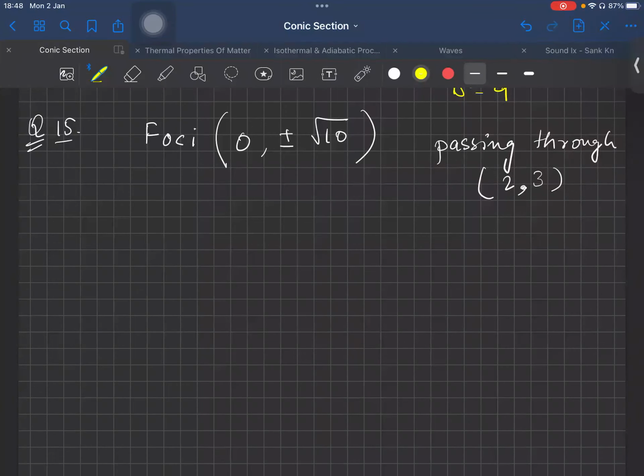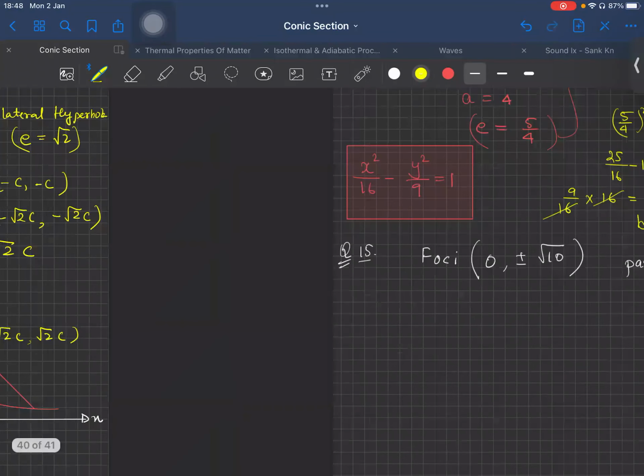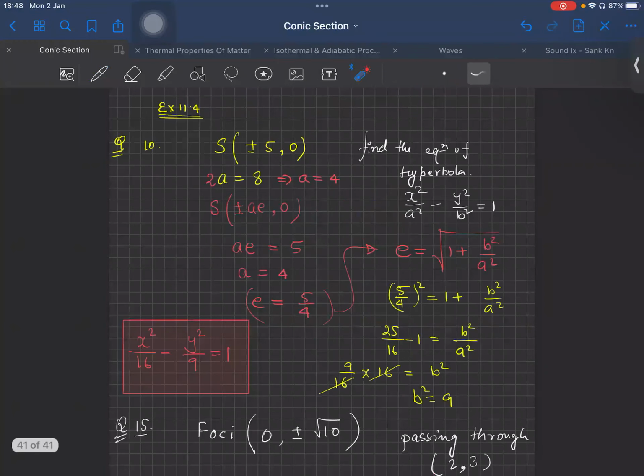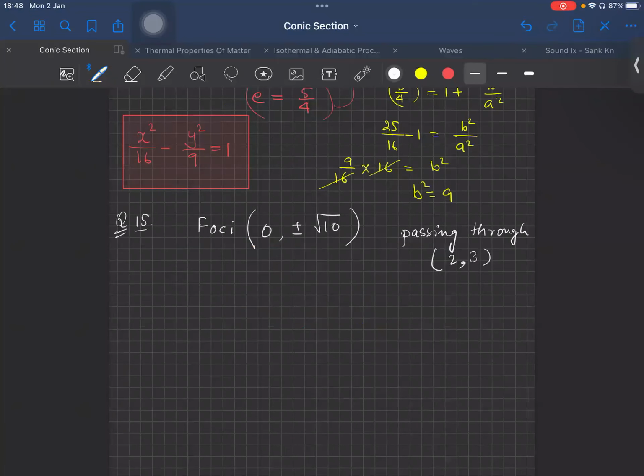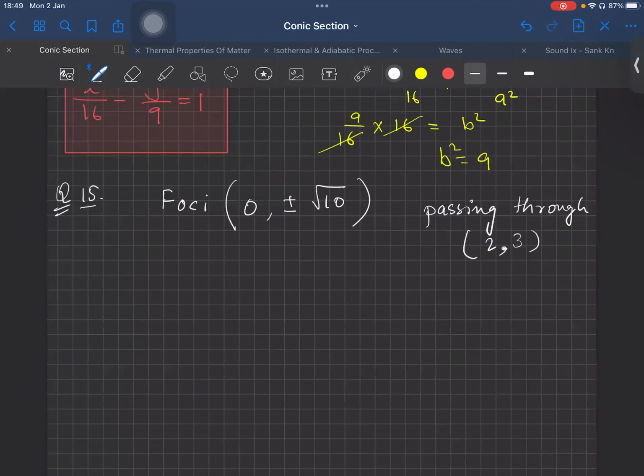What type of hyperbola? We just studied a bit. Conjugate hyperbola. See, x is negative and y is positive, right? Means x square is negative and y square is positive. So see, focus is on y axis, that is why it is this type. Focus is on y axis. That means it is a conjugate hyperbola.